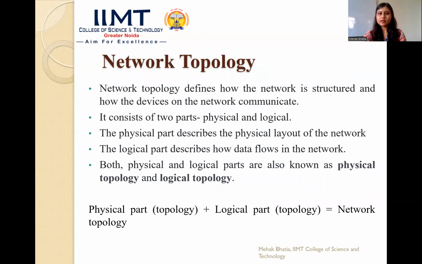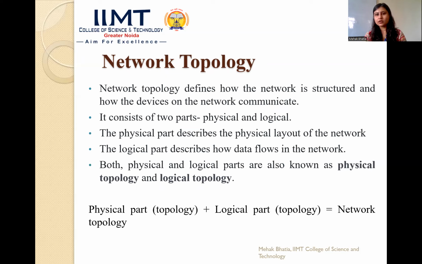Let's begin. What is a network topology? Network topology defines how the network is structured and how the devices on the network communicate. It consists of two parts, a physical part and a logical part. The physical part describes the physical layout of the network, and the logical part describes how data flows in the network.